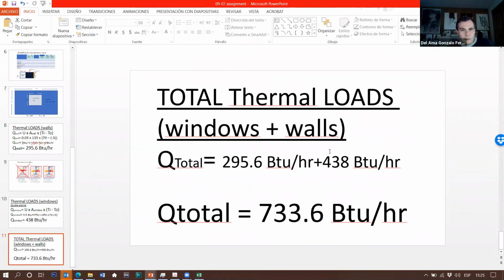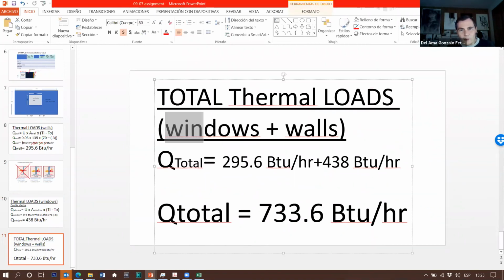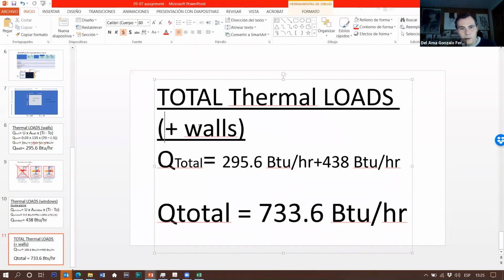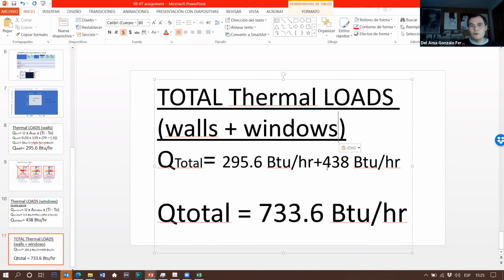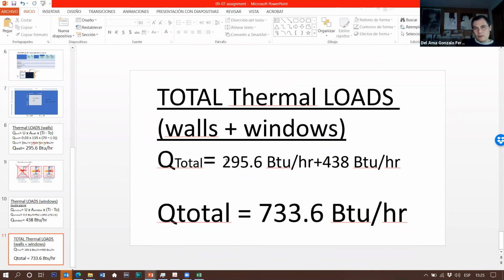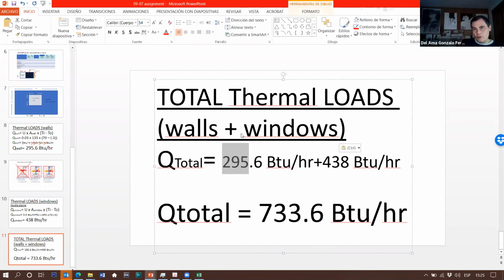And then we have the total. The total thermal load would be, well, instead of windows plus walls, I would say walls plus windows. So 295 is the thermal load of the wall. 438 is the thermal load of the window. So the total is 733.6.